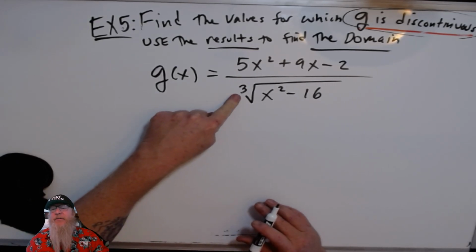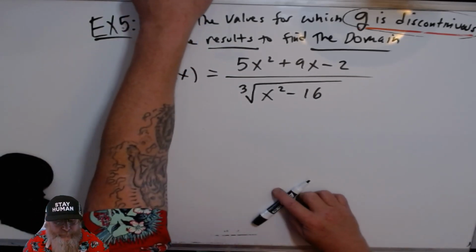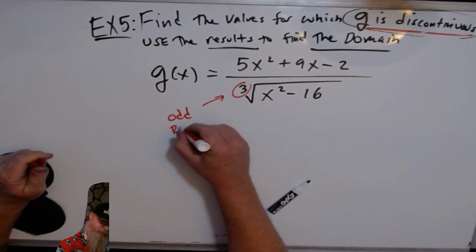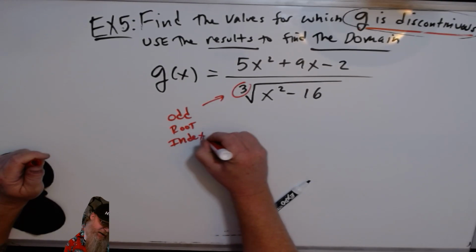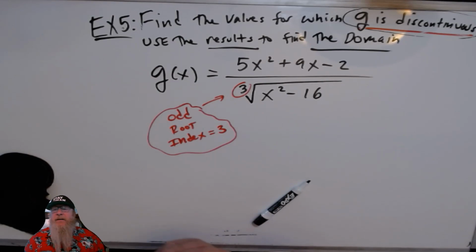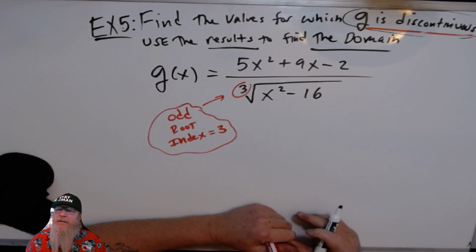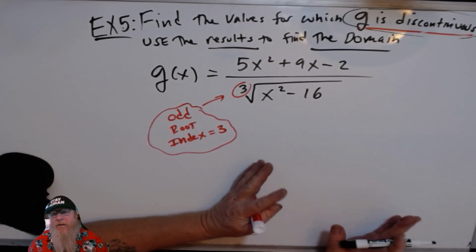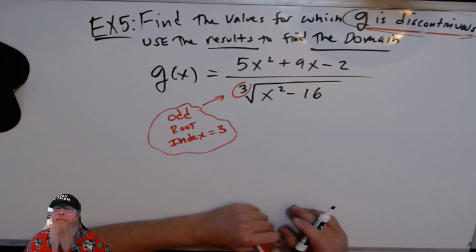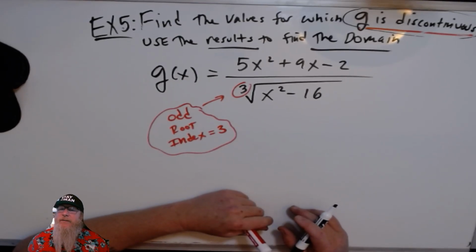So this is an odd root. The index is 3. For odd roots, we don't expect you to see an invisible odd number. So if that's an odd number, we actually have to put it. It's normally a 3, but it could be a 3 or a 5 or a 7 or any other odd number. We don't expect you to see them without indicating them. So there's no restriction there.